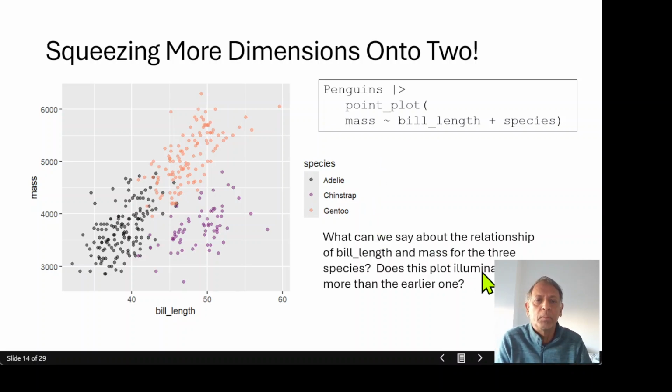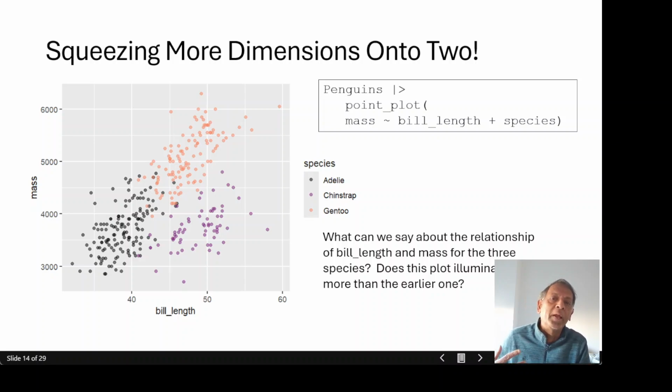What can we say about the relationship of bill length and mass for the three species? Does the plot illuminate more than the earlier plot? Definitely, this plot is far more illuminating than the earlier plot. We get a good idea about these things, right? So, for example, for this particular species, we can say on average the bill length is so much, and on average the mass is going to be somewhat so much. And whereas for this species, on average the bill length is so much and the mass is so much, and so on. So we are able to say more about the relationship of bill length to mass, and we are able to explain the variability of mass better.